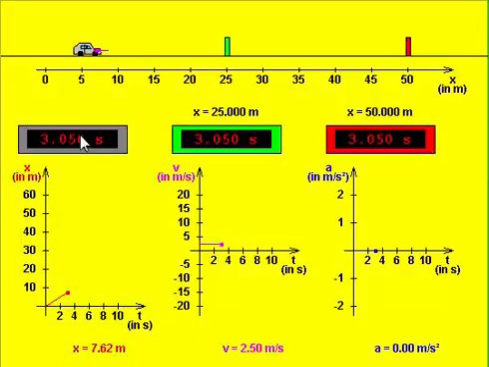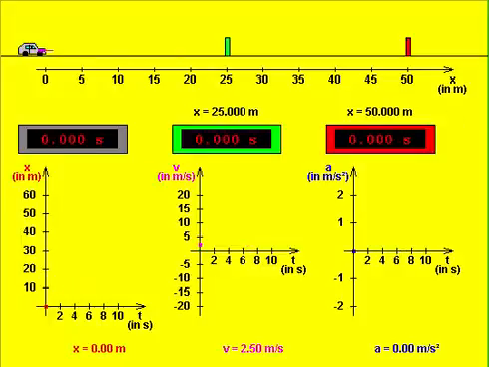Measure the x and t values. I'm going to reset it. Let's go for the second trial. Stop. The x and t values for the second trial. Let's reset it. Start the third trial. There you go. You got the x and t values for the third trial.